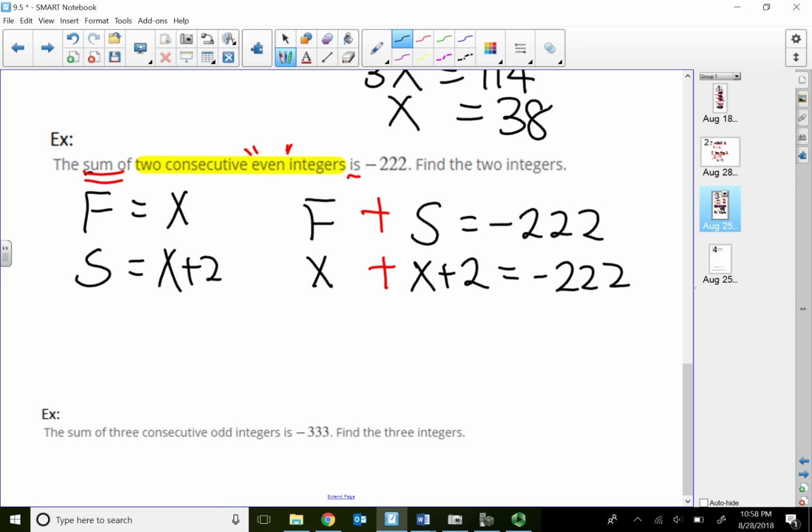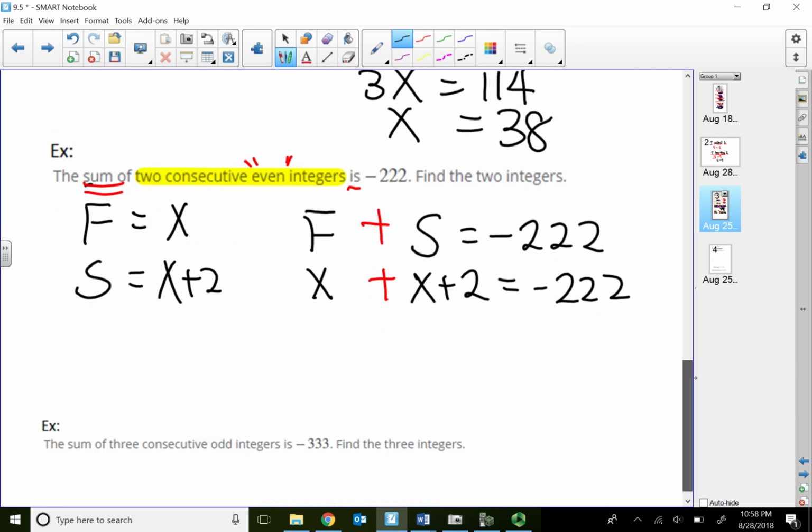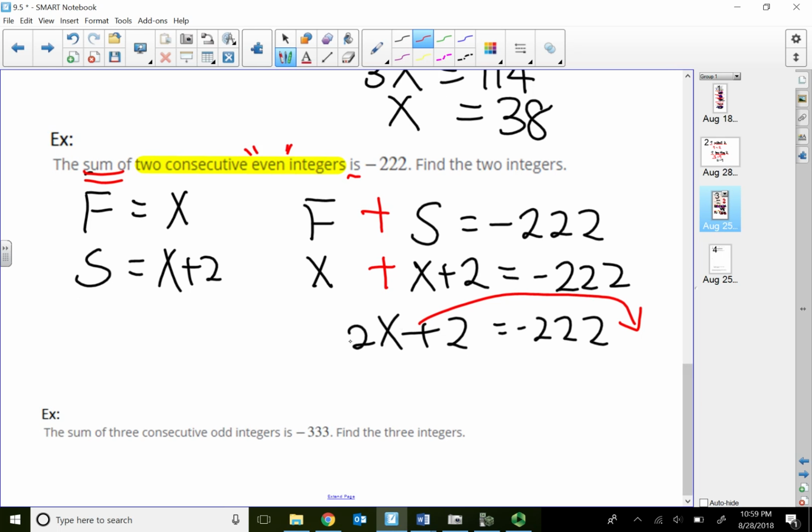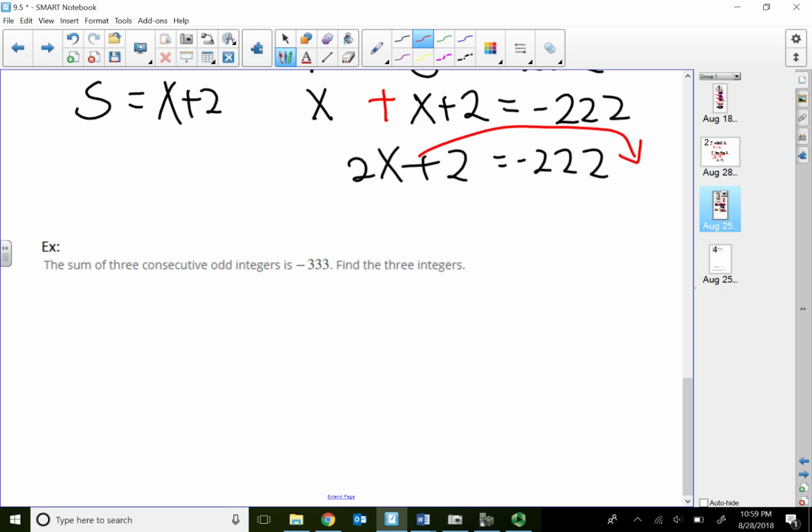All right, now let's solve it. When we solve the equation, we just look at it like a regular linear equation. x plus x is 2x. Still got positive 2 here, equal to negative 222. Now I need to move my positive 2 over. Since my 2x is already positive, and that's the only variable term I got, let it stay there. So that's 2x equal to negative 222.